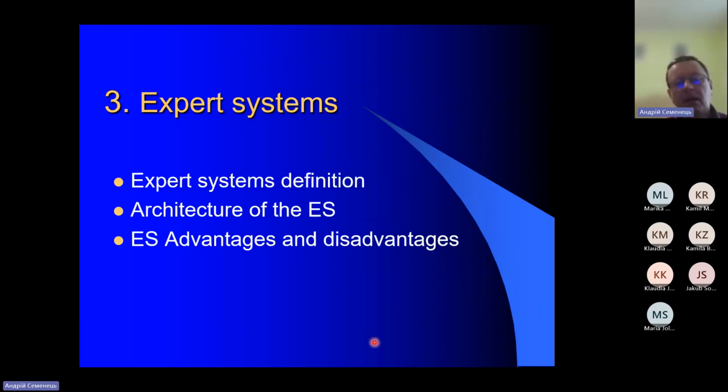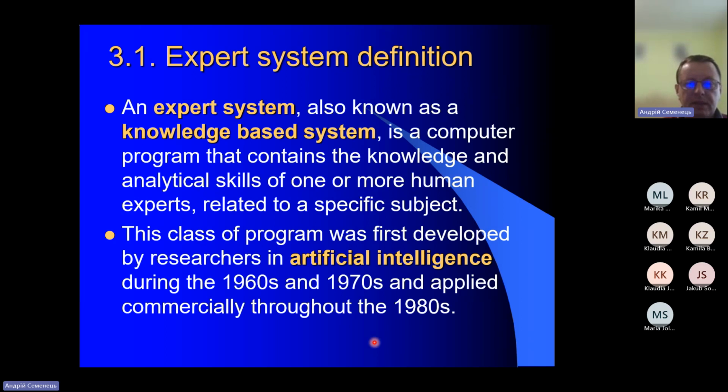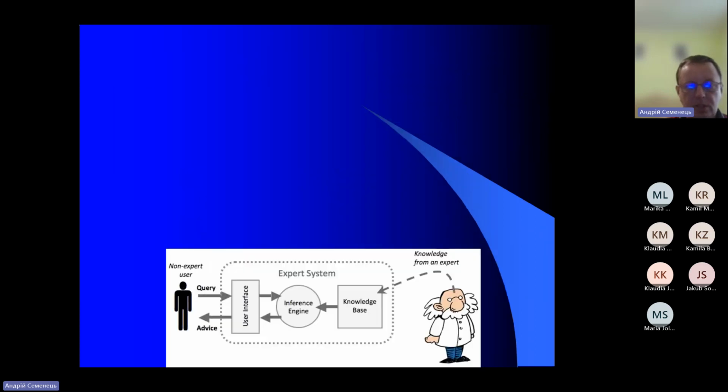Okay, now it's time to turn to expert systems: definition, architecture, advantages, disadvantages, and a few examples. So an expert system, or knowledge-based system, is a computer program that contains the knowledge and analytical skills of one or more human experts related to a specific subject, and was developed by researchers in artificial intelligence. This definition, as you can see, is very, very similar to a knowledge-based clinical decision support system. And actually, as I already noted, it's hard to distinguish them in this case.